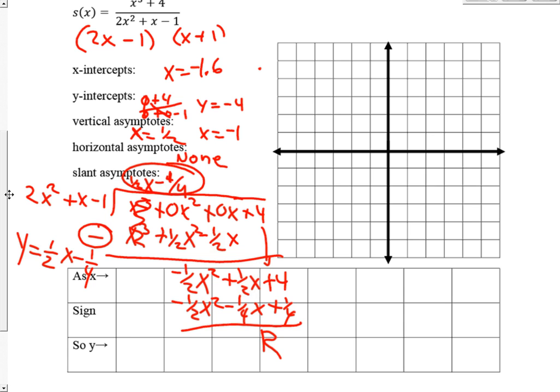So I start plotting my points. Negative 1.6 is about right there. Y equals negative 4 is down here. I also have a vertical asymptote at x equals negative 1, and also at x equals positive 1/2. And I have a slant asymptote. All right, so I need to graph this.